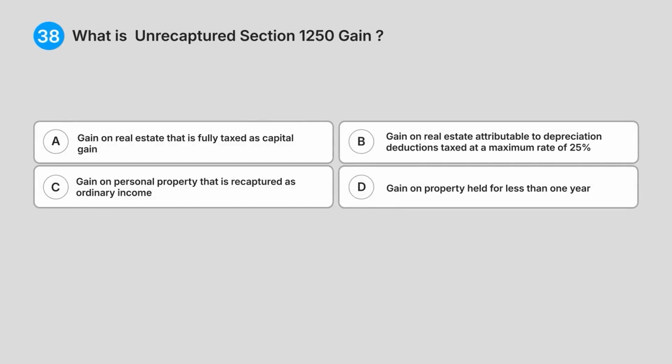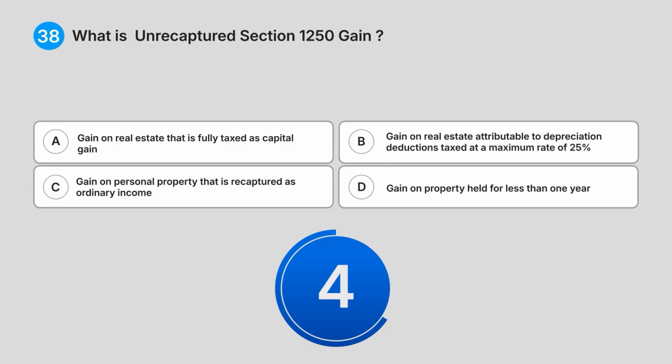38. What is unrecaptured Section 1250 gain? A. Gain on real estate that is fully taxed as capital gain. B. Gain on real estate attributable to depreciation deductions taxed at a maximum rate of 25%. C. Gain on personal property that is recaptured as ordinary income. D. Gain on property held for less than 1 year. Do you know the answer?